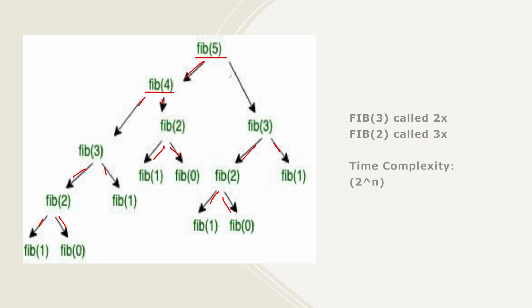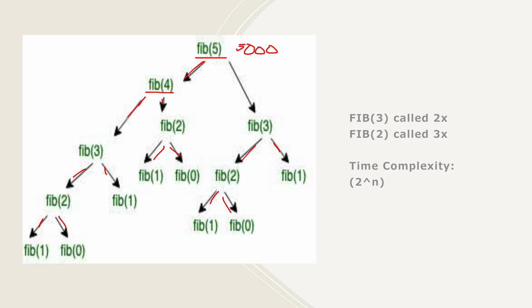Now imagine you want to find the 5,000th term. That is going to be really hard. It's going to be a lot of arrows. So that's where we actually use dynamic programming.